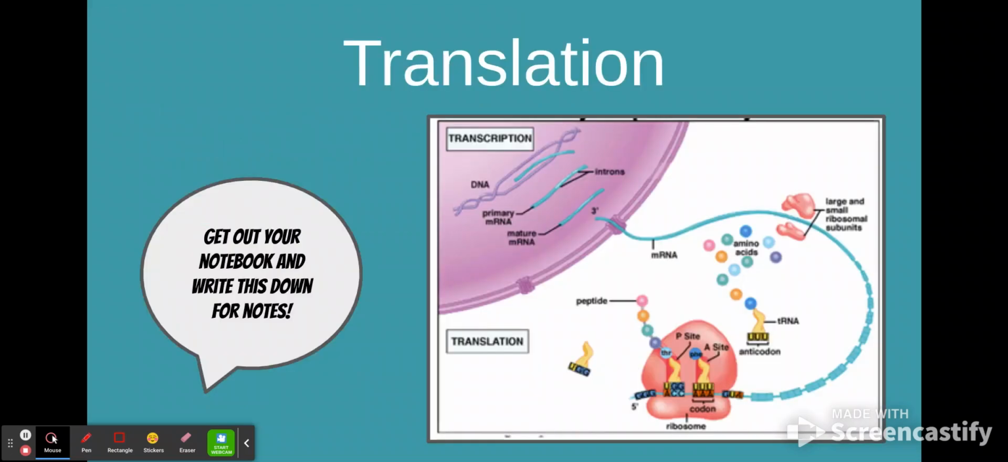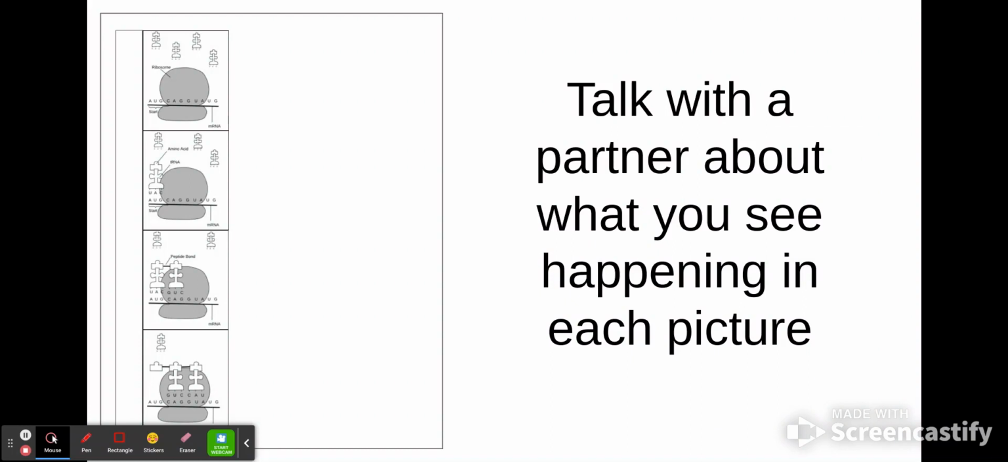So translation here. What I would like you to do is take a second, look at the pictures on this page, and see if you can chat with a partner about what you see happening. Oh, I see this molecule here. Oh, this is kind of the same as the last picture, but it's a little different because this. So take a few seconds, talk with a partner about what you see happening.